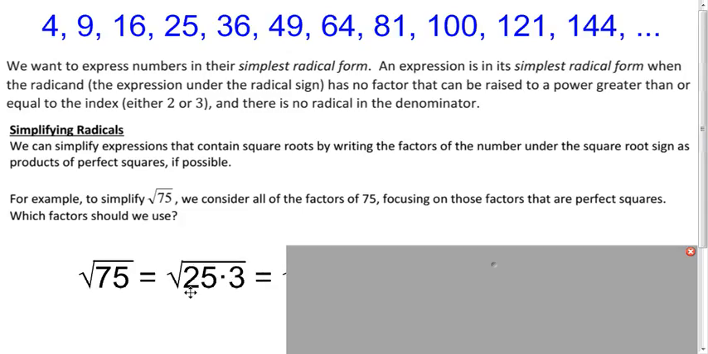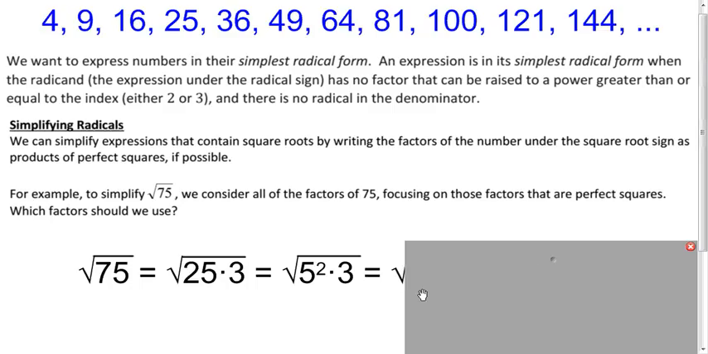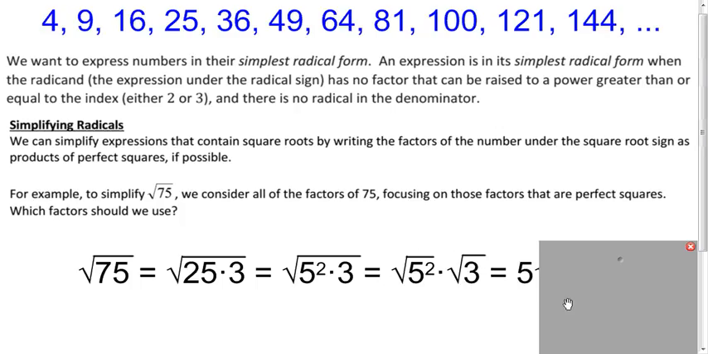Now I'm going to show you this just so you get the basics down, but usually we skip this step. 25 we can rewrite as 5 squared. And now we apply our rule. This is the same as the square root of 5 squared times the square root of 3. And the square root and the square undo each other. And we end up with 5 times radical 3.